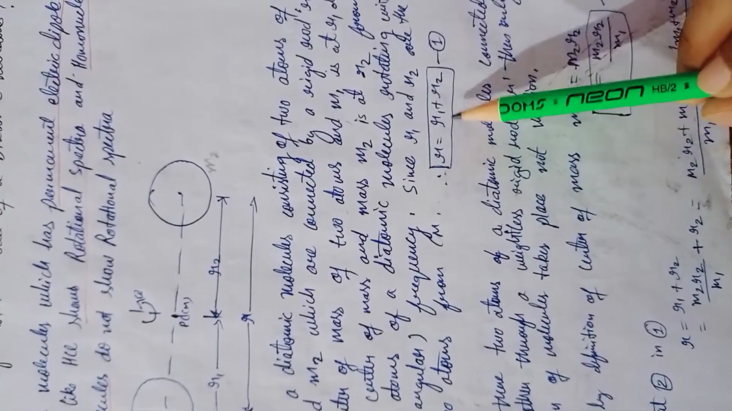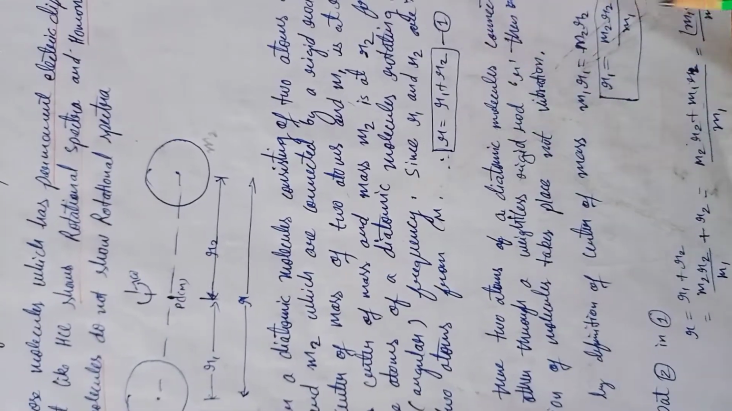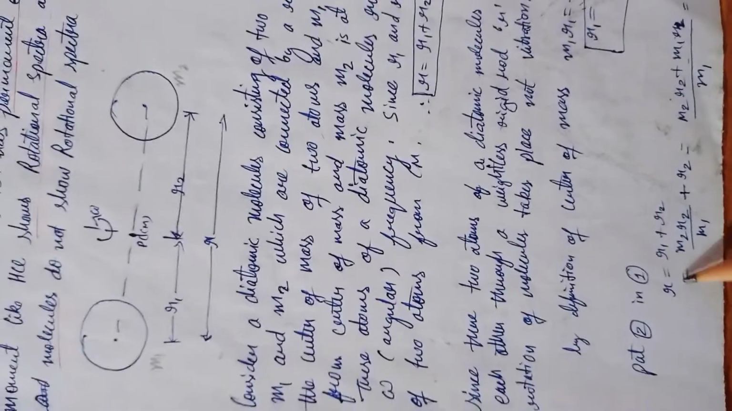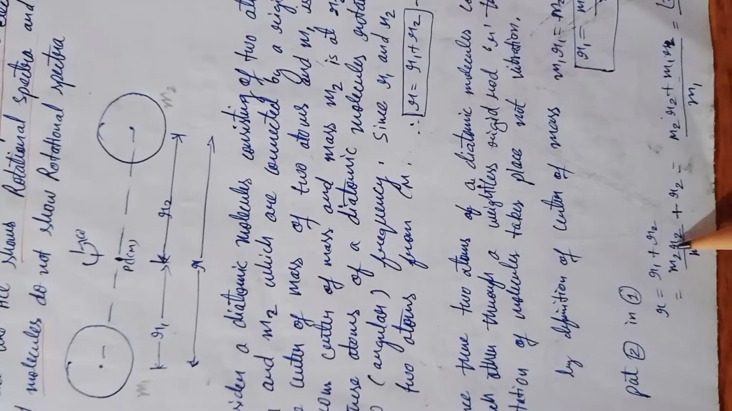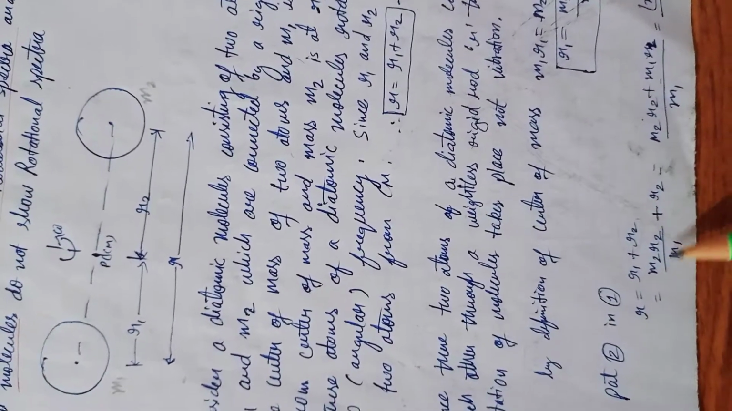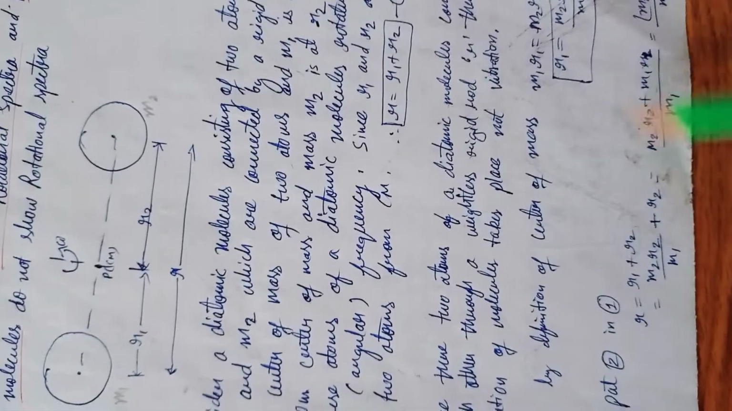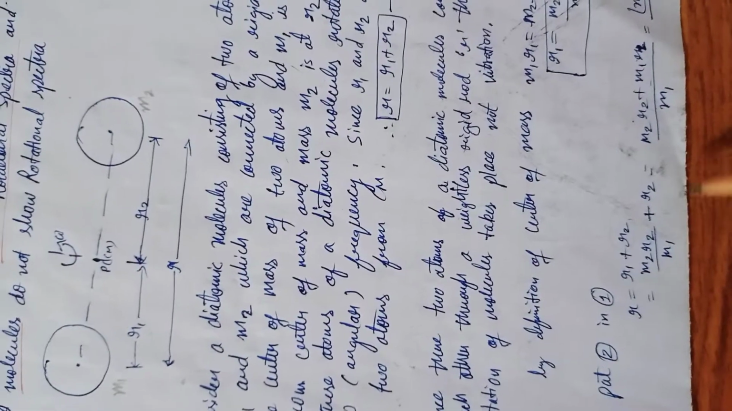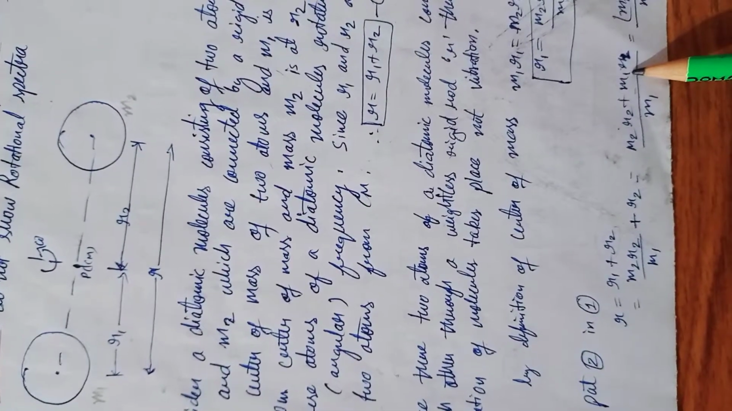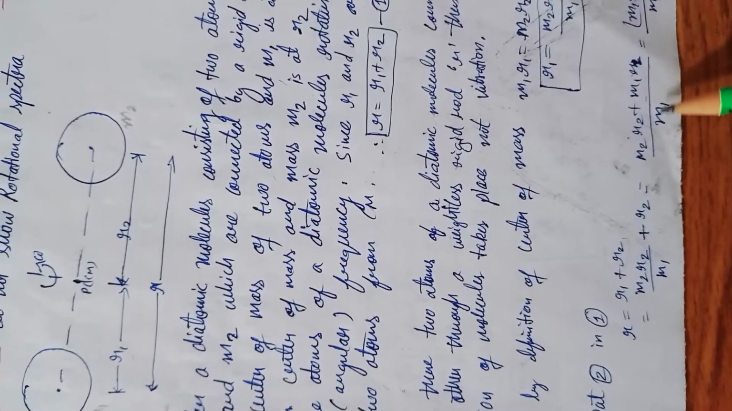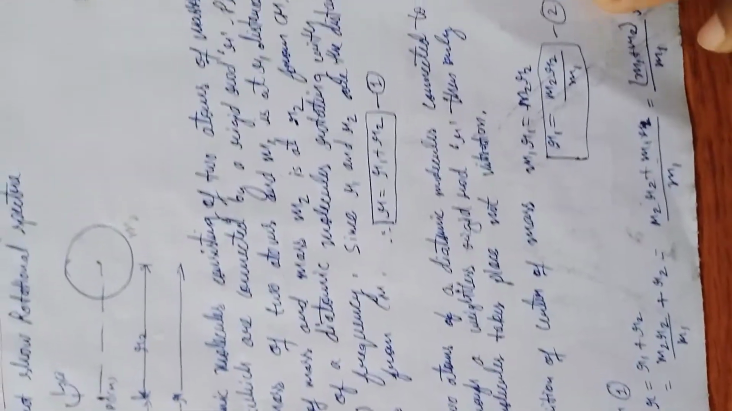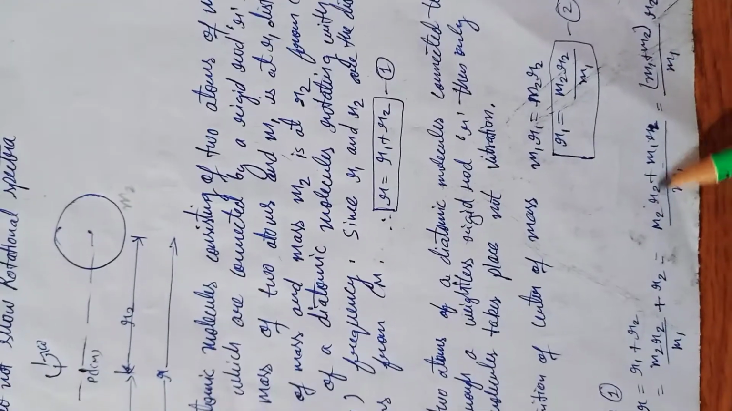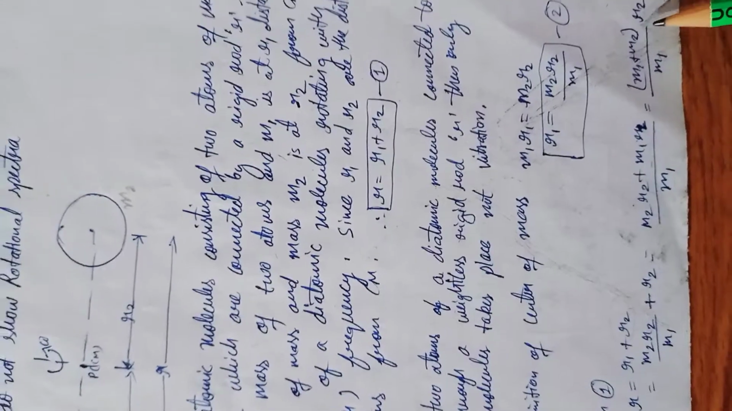We know that r equals r1 plus r2. Then if you put this in, it becomes r equals m2 r2 over m1 plus r2. Then just take the LCM. This will become (m1 r2 + m2 r2) and the denominator is m1. So just take out r2 common: (m1 plus m2) r2, and this is over m1.